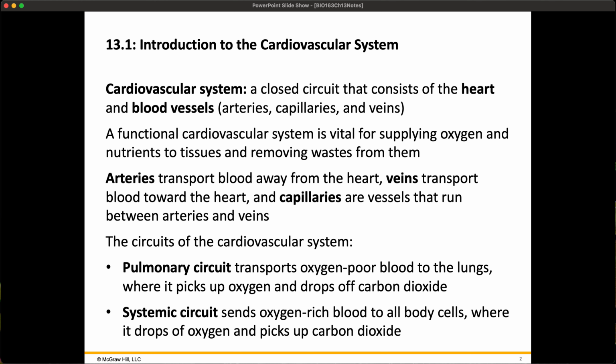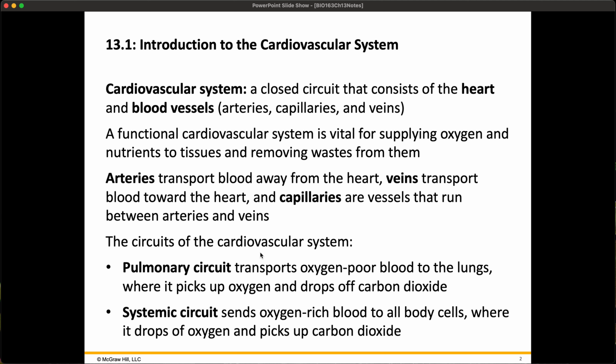The cardiovascular system is your heart and the blood vessels, all three types: arteries, capillaries, and veins, along with their subcategories. It's necessary for supplying oxygen and nutrients to tissues, and removing waste from them, things like carbon dioxide, uric or nitrogen compounds, as well as hormones. Arteries transport blood away. Veins transport blood back to the heart. And capillaries are the ones in between. This is where actual diffusion of nutrients to the tissues and waste into the blood takes place, at the capillary vessels.